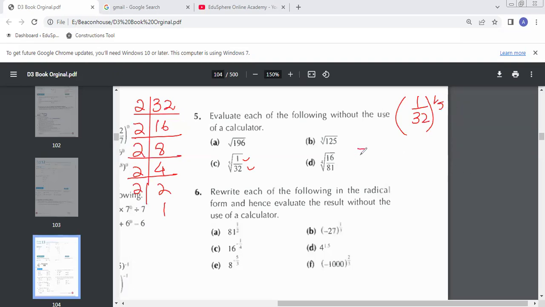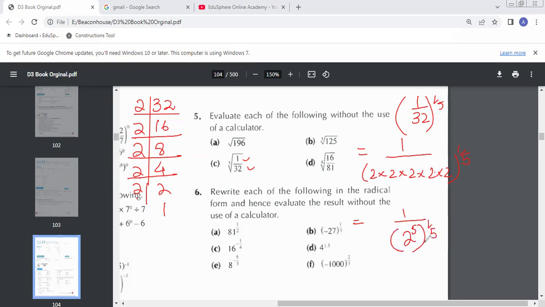Now I'm going to replace this: 1 will remain 1, but 32 will be 2 times 2 times 2 times 2 times 2. So I'm going to write 2, 2, 2, 2, 2, and on top of it, of course, 1 over 5. Now 1, 2, 3, 4, 5. So basically there are 5 2's. So I'm going to write 1 over 2 power 5.